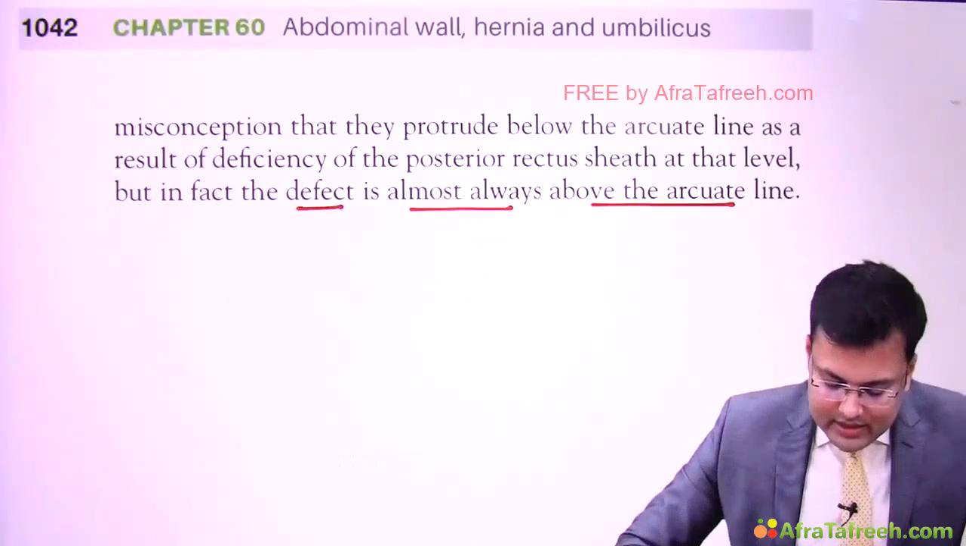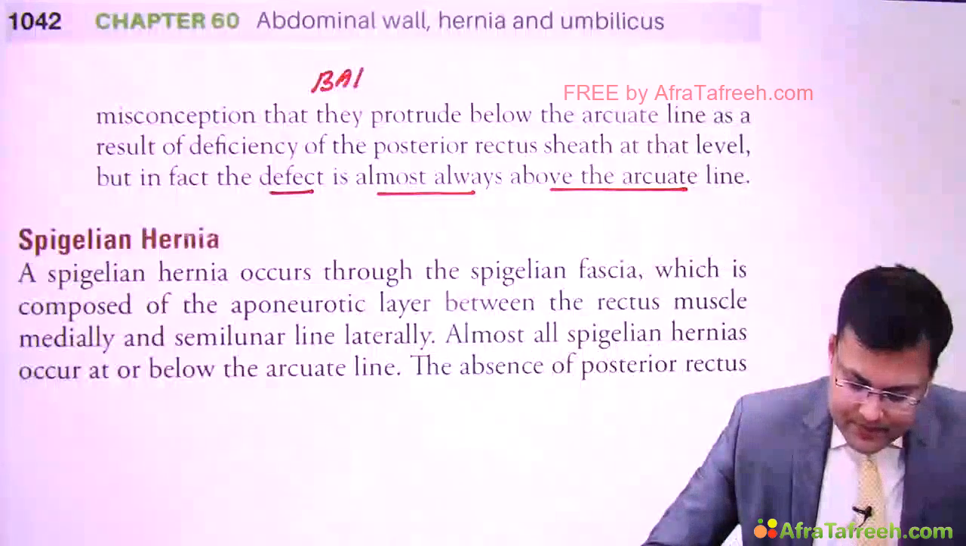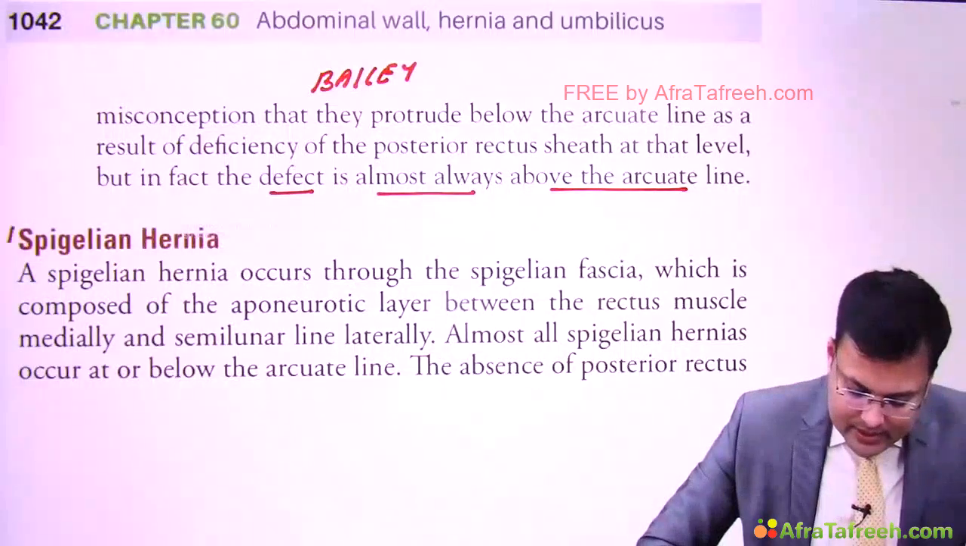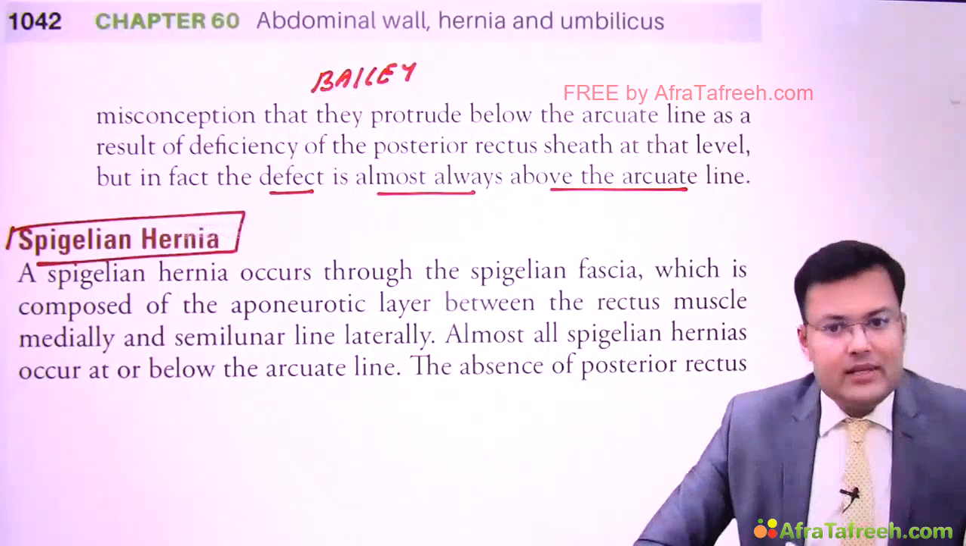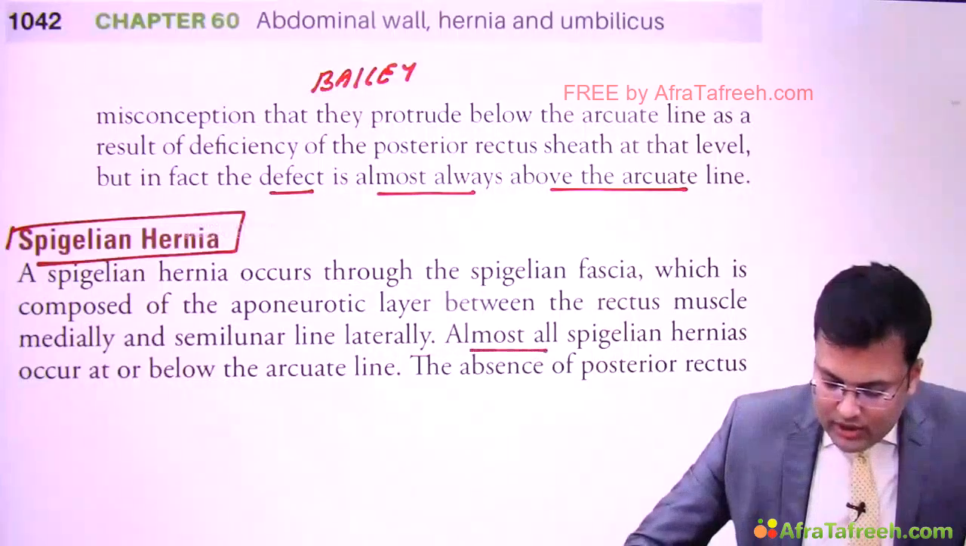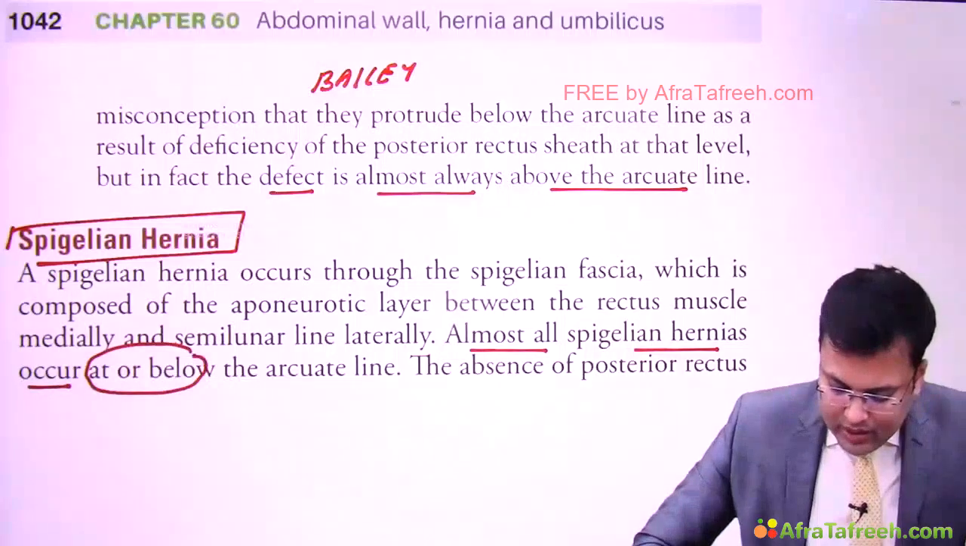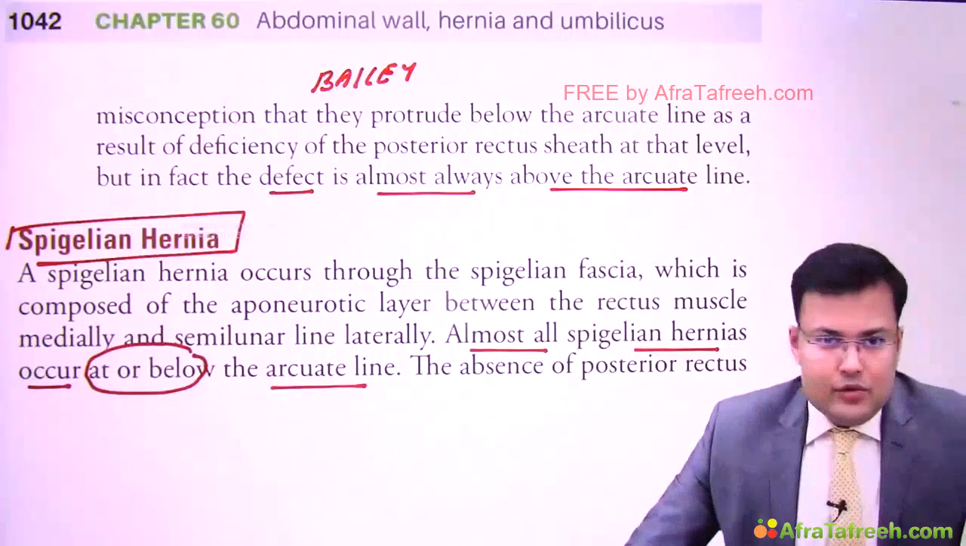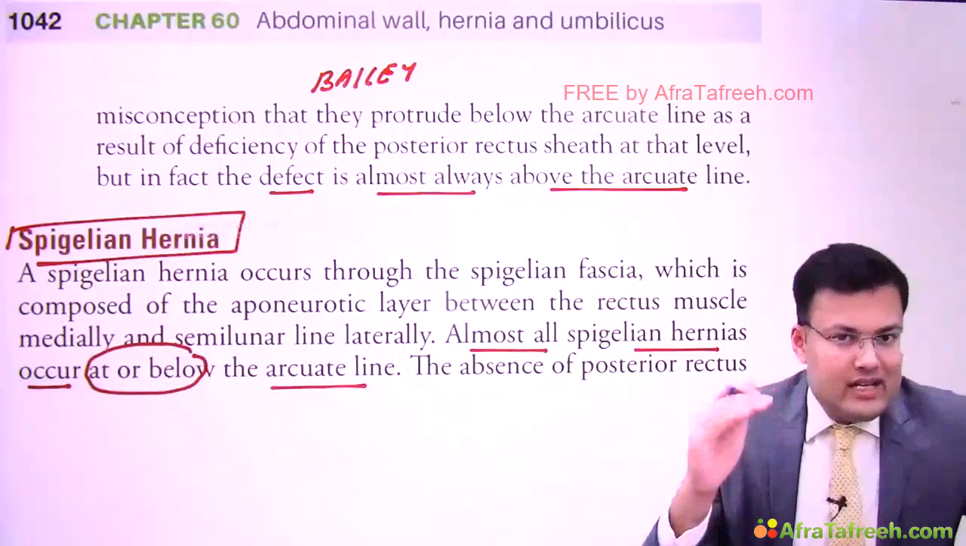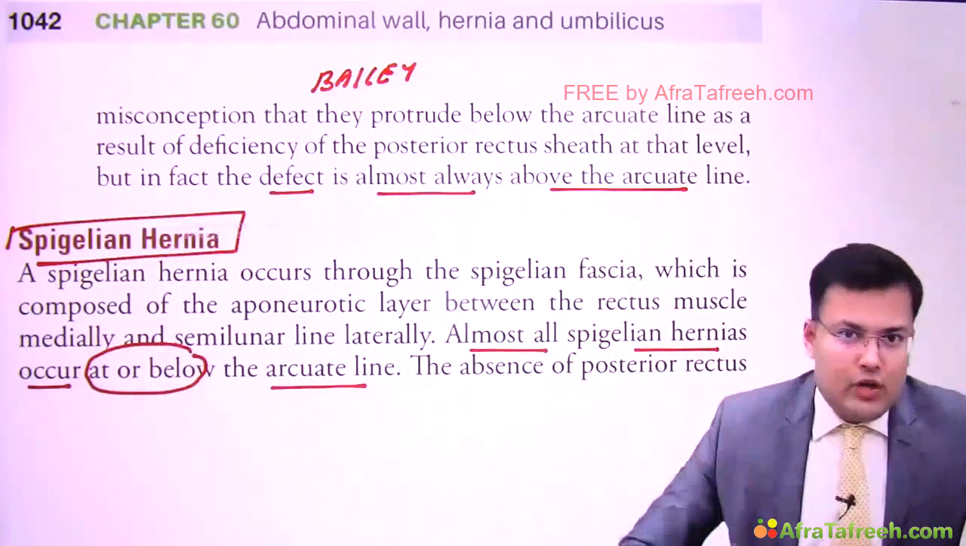Now see what's written in Subiston. This is Bailey and this is Subiston. So what is written in Subiston? Almost all spigelian hernias occur at or below arcuate line. Clear? So there is no confusion. What is the location? It is located at or below arcuate line.